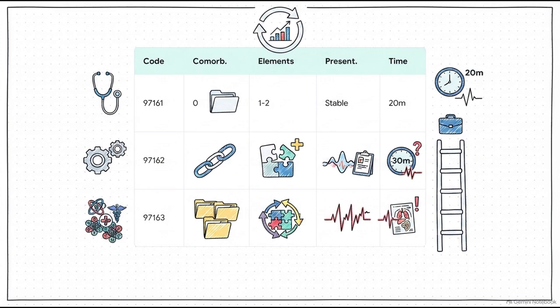To legally justify high complexity, CPT 97163, you've got to document 3 or more comorbidities, 4 or more elements, and an unpredictable presentation requiring about 45 minutes of face-to-face time. You absolutely must hit and document these strict thresholds to justify billing those higher codes.